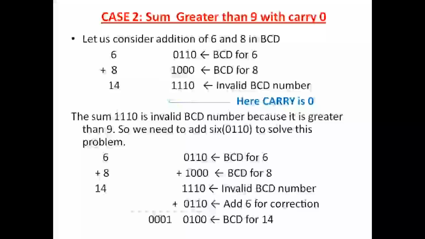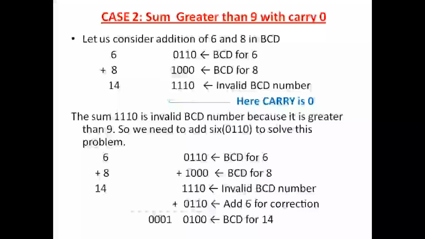We don't have carry as 1 here. So I have left something blank and shown an arrow mark telling that here the carry is 0. If you notice our heading, the sum is greater than 9 with carry 0. We don't have any carry here, it means it is 0. Now we have got the result as 1110. But this is an invalid BCD number. We can't represent this in our BCD.